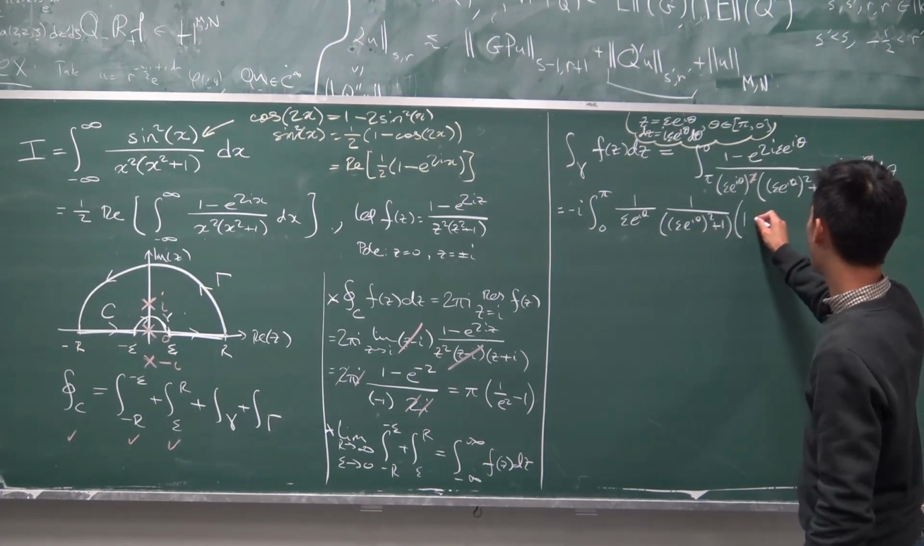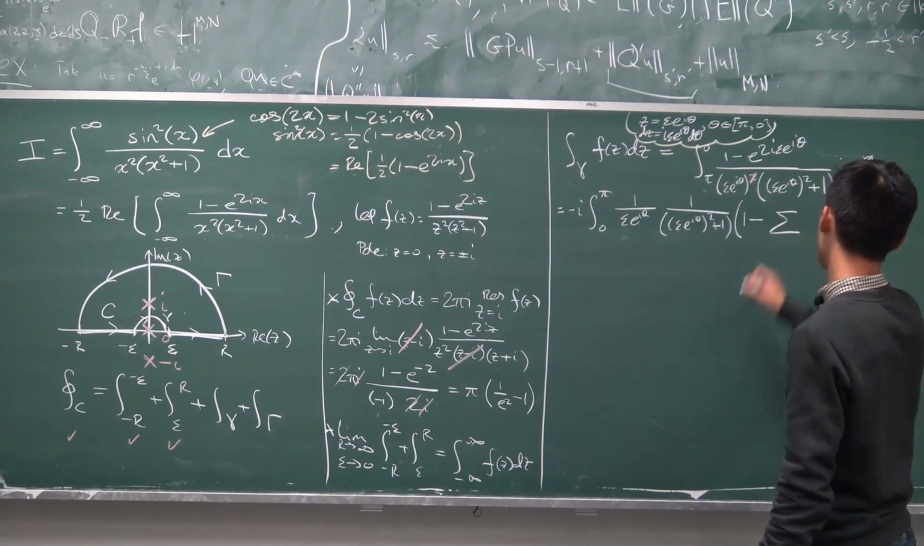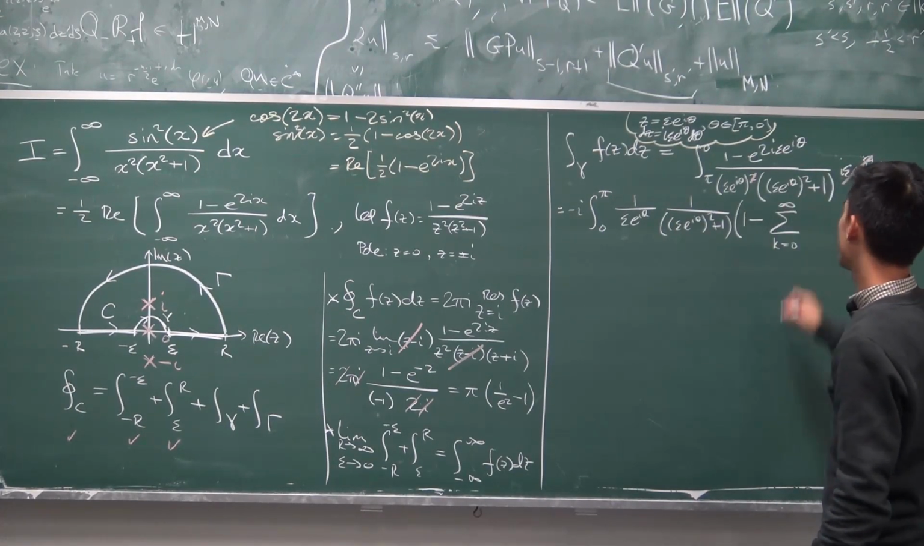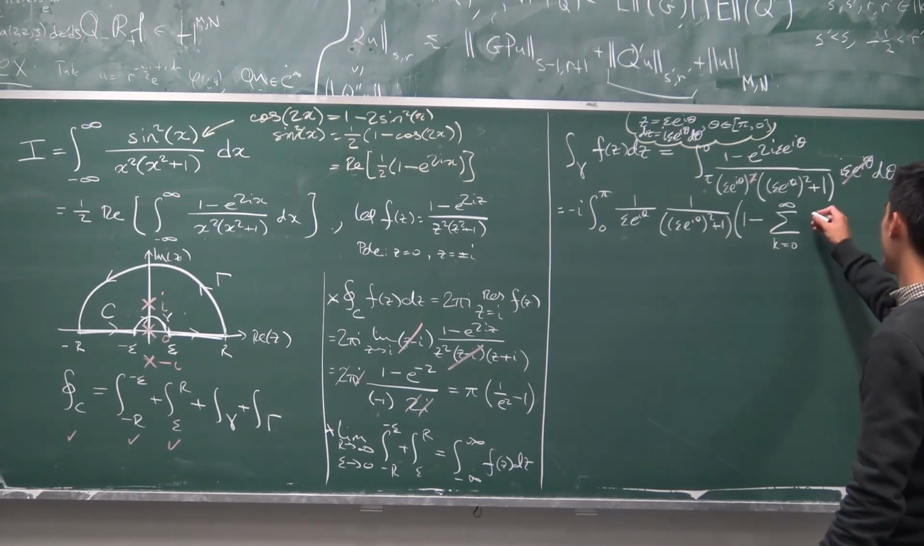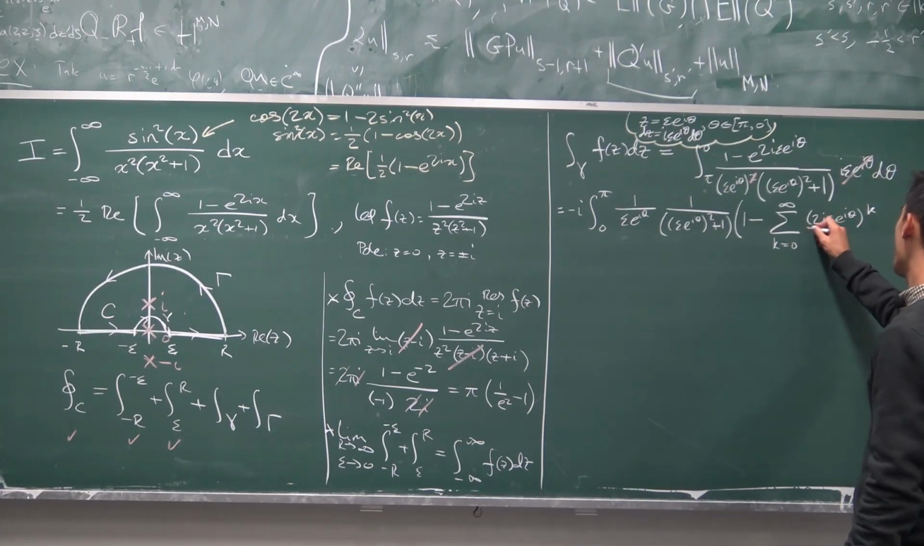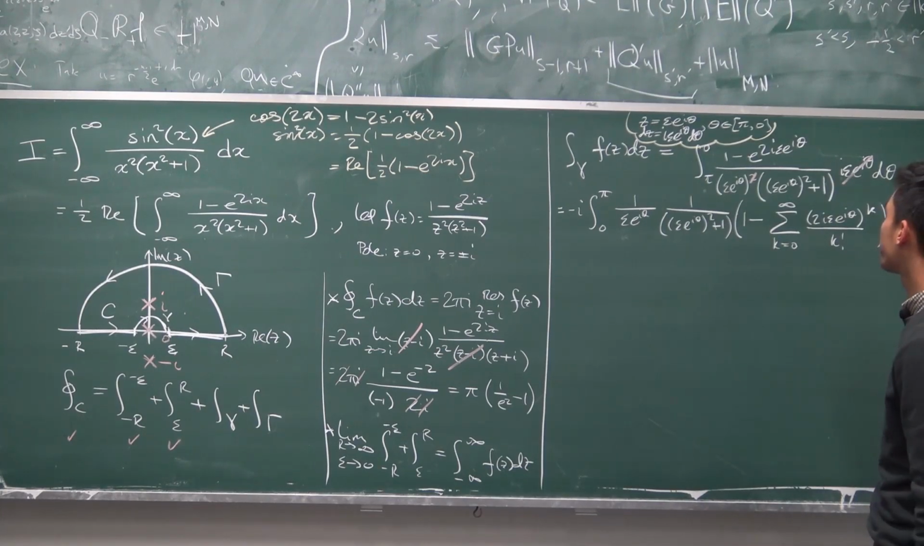So we have 1 minus, how does the Taylor series go? Well, it's the sum from k equals 0 to infinity. And what you do is you take the exponent, which is 2 times i epsilon e to the i theta, you raise it to the kth power, and then you divide everything by k factorial, like so. Okay, and then we can integrate with respect to theta.